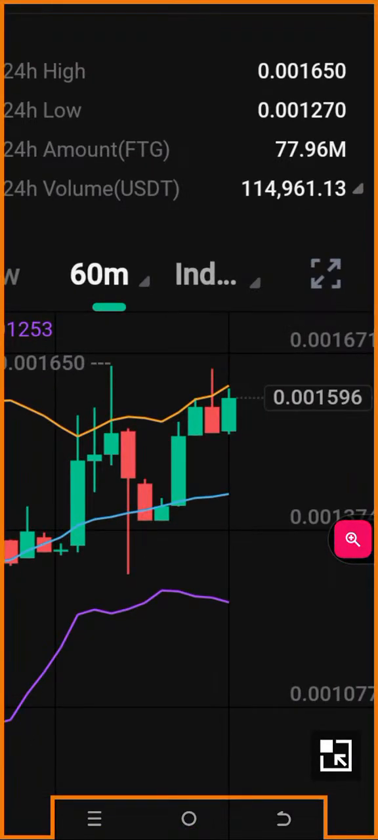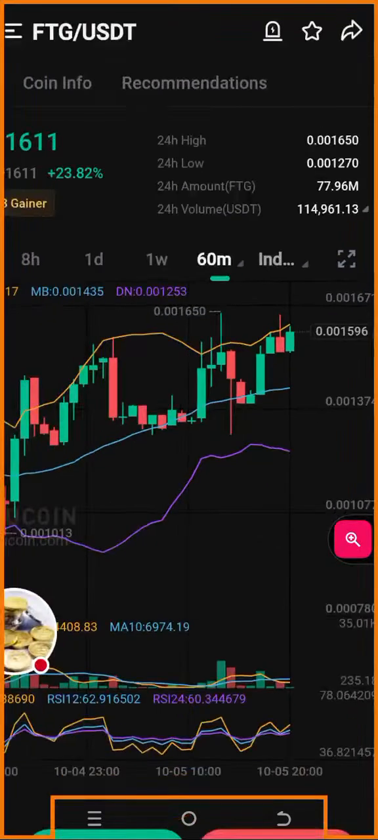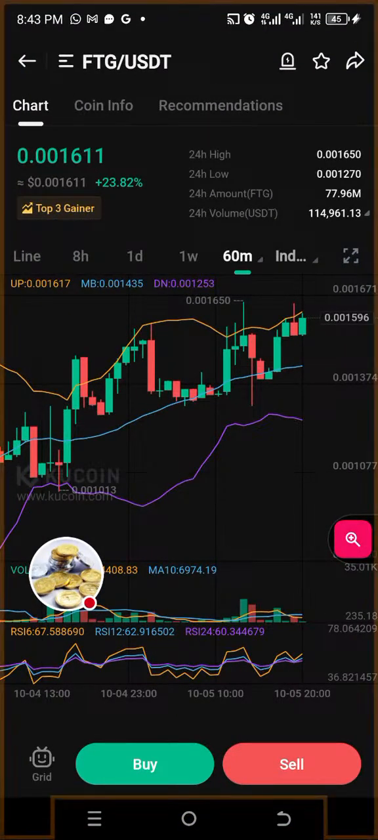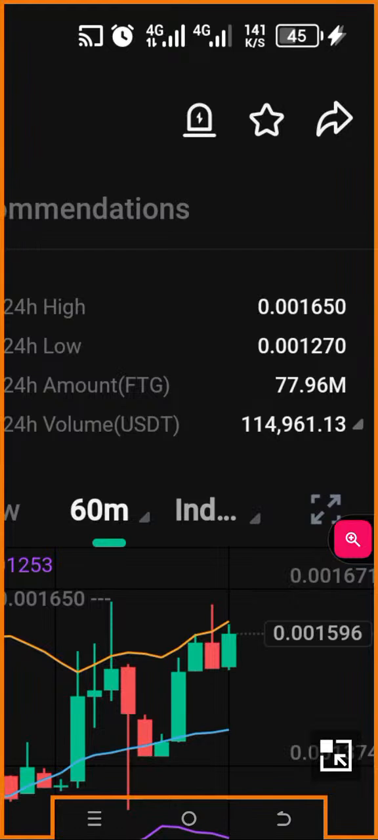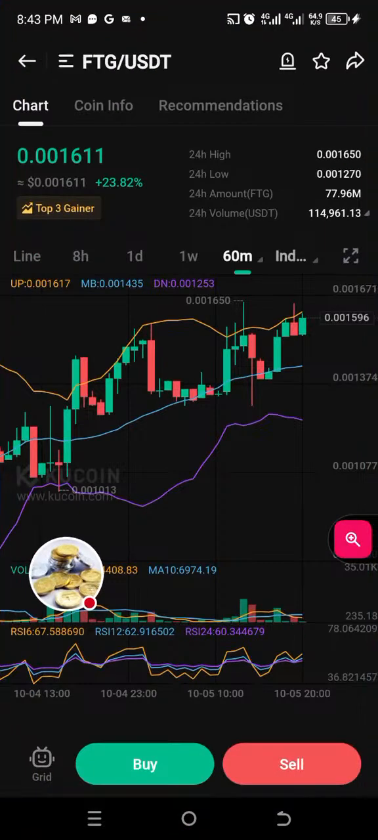It's closing and now let's go with this. Let's see, that's 16 and 12. It has almost 114,000, 115,000 USDT as volume. Let's work with this.